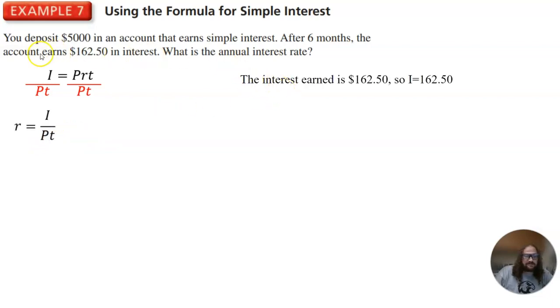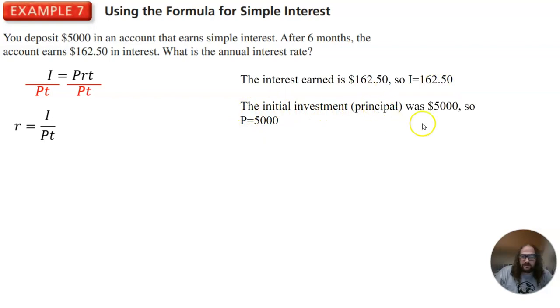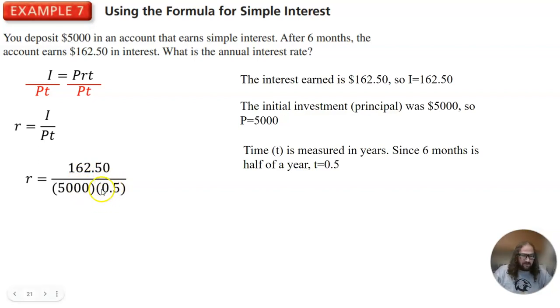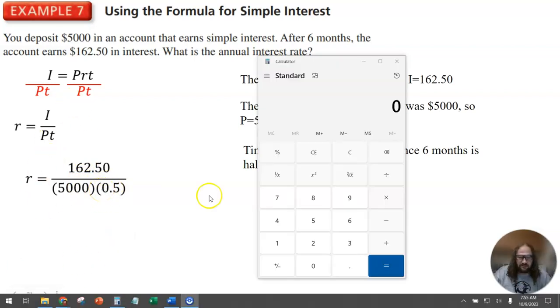Okay, so it says right here the interest earned is $162.50, so I is $162.50. The initial investment, or the principal, was $5,000, so P equals 5,000. Time is measured in years. 6 months is half of a year, so T equals 0.5. So now we're just going to plug in the numbers we have for I, P, and T. So I was $162.50. We're going to divide by 5,000 times 0.5. And I'll show you with an old calculator how to do that. This calculator doesn't have parentheses, so I have to multiply the bottom first and then do 162.50 divided by that.